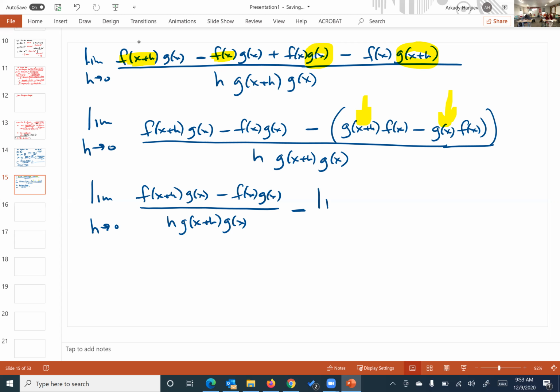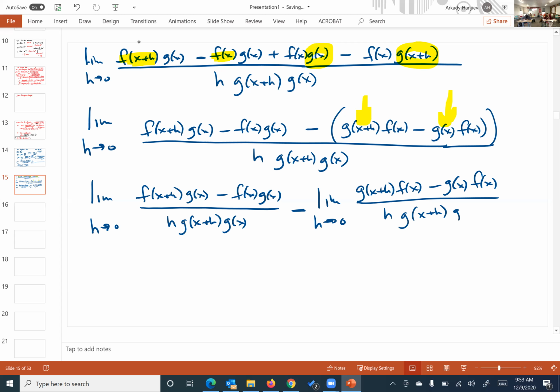I got the next split, limit as h goes to 0 of, let's see, g of x plus h, f of x minus g of x, f of x over h, g of x plus h, and g of x. Talk to me here after you write it down. See if you guys agree or disagree.